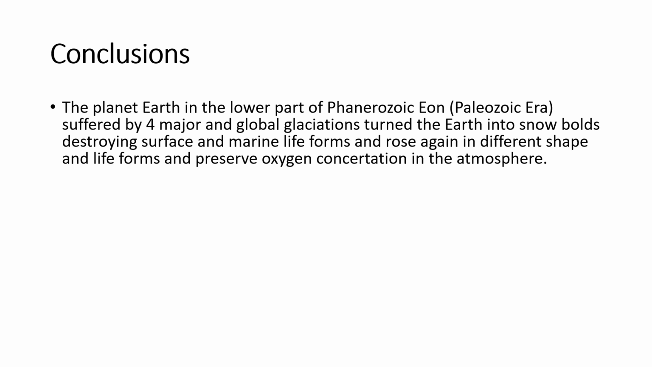Now we have come to the conclusions of the presentation for today. The planet Earth in the lower part of the Phanerozoic Eon, or the Paleozoic Era, suffered four major global glaciations that turned the planet Earth into a snowball and destroyed surface and marine life forms, which rose again in different shapes and life forms, and preserved oxygen concentration levels in the atmosphere.